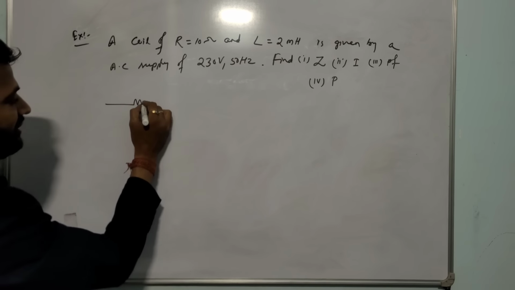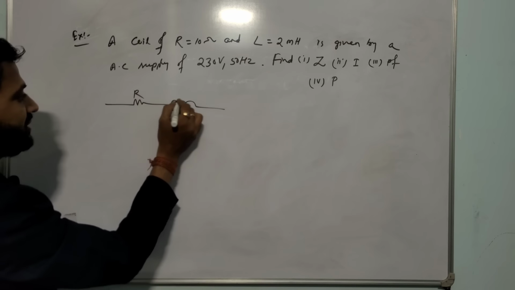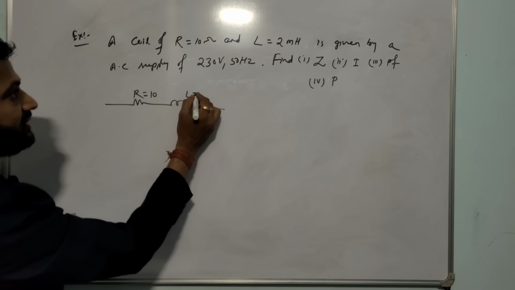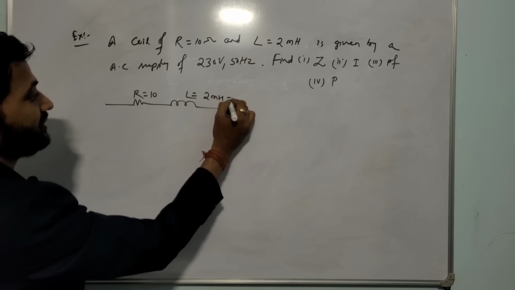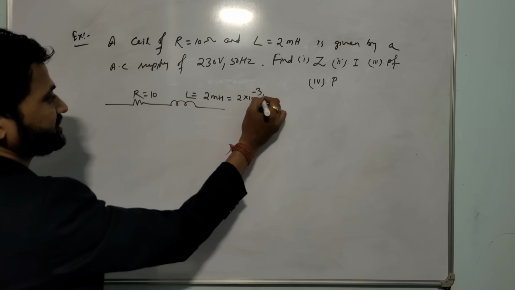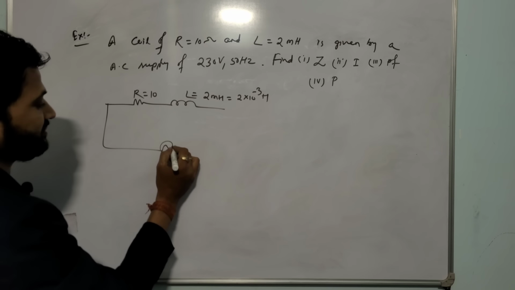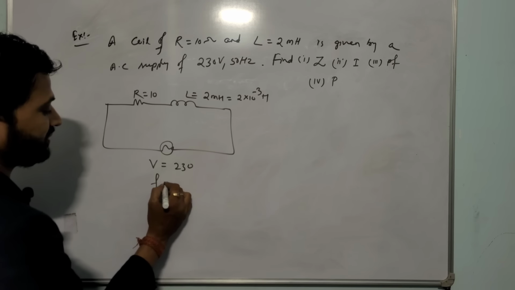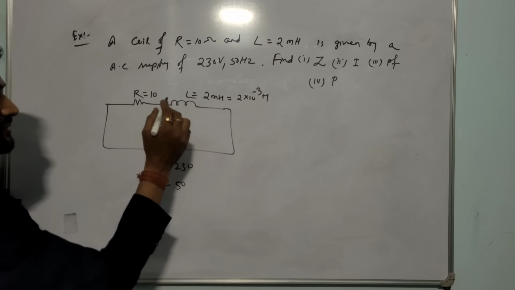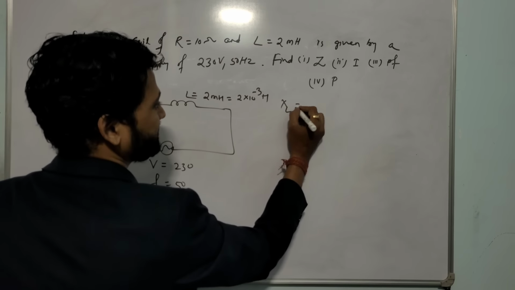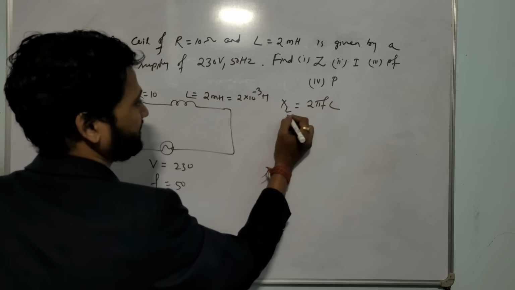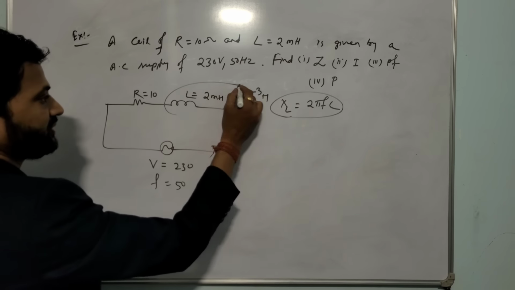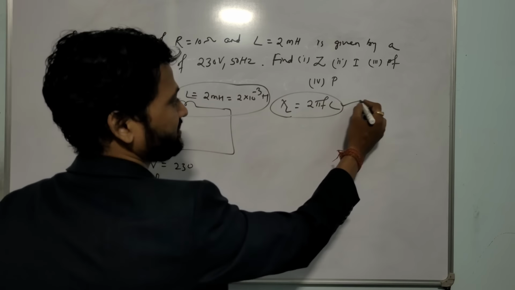Very easy. R and L both are in series. R कितना है 10, L कितना है 2 मिली हेनरी, मतलब 2 into 10 to the power minus 3 Henry. And AC supply is given, voltage is given 230 volt, and frequency is given 50 hertz. So first point you find out XL. XL क्या है 2 pi FL, L का वैल्यू यहाँ पे डाल दो, XL मिल जाएगा.